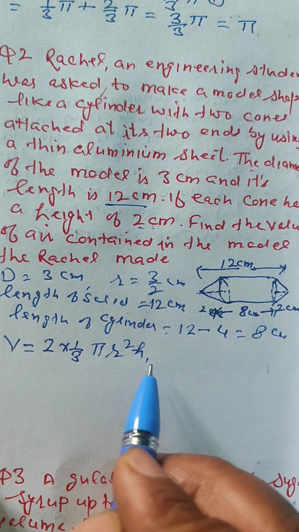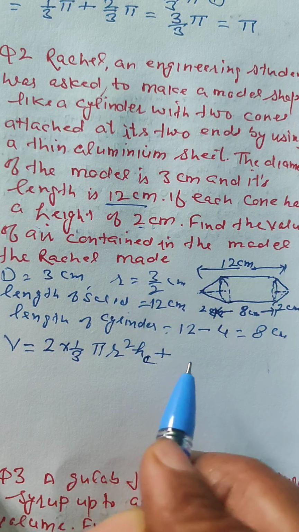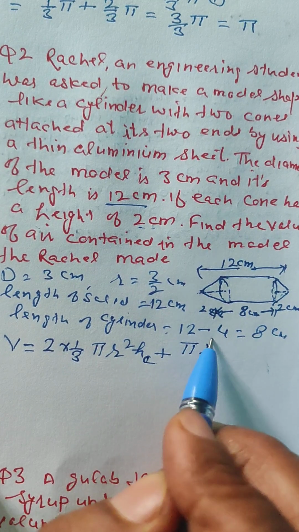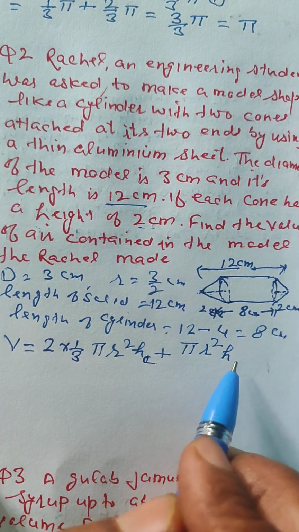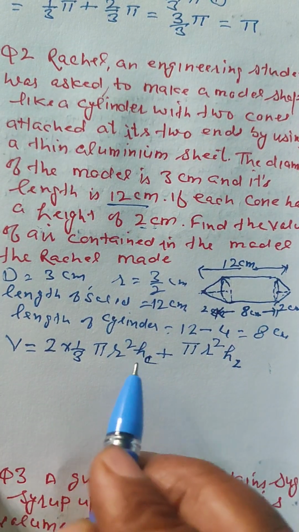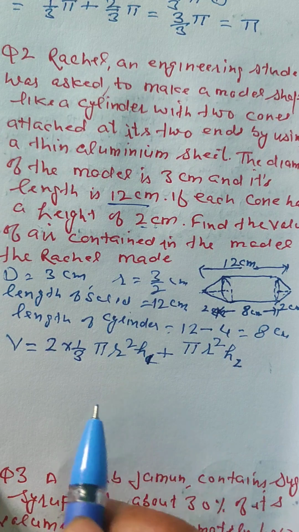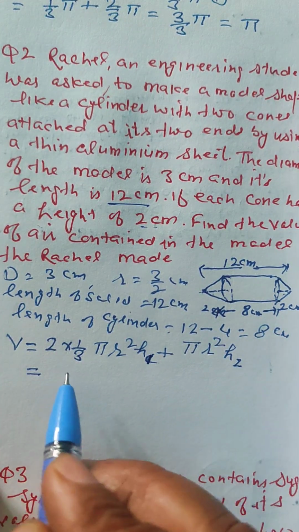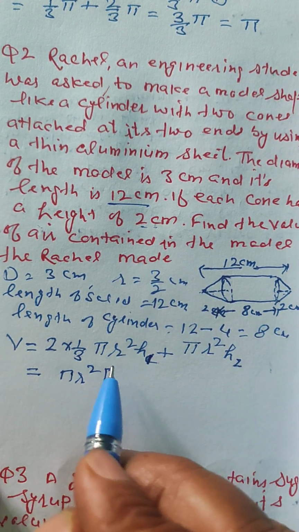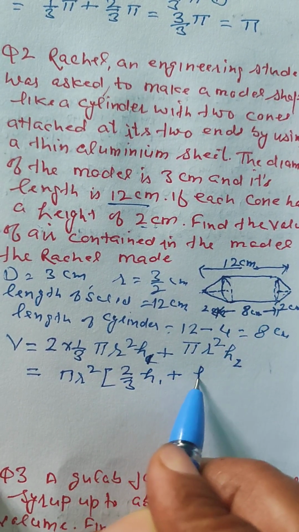h1, plus, where h1 is the height of the cone, plus pi r square h, where h is the height of the cylinder. So I named the cylinder's height h2 and the cone's height h1. We take pi r square common, therefore in the bracket 2 by 3 h1 plus h2.